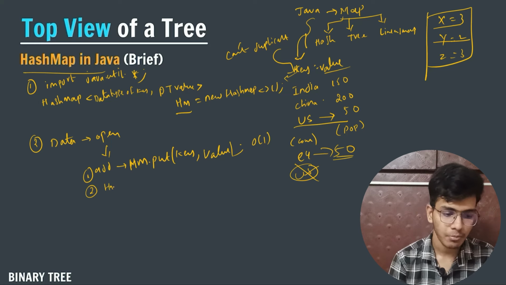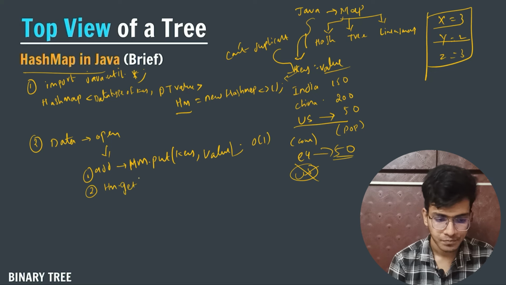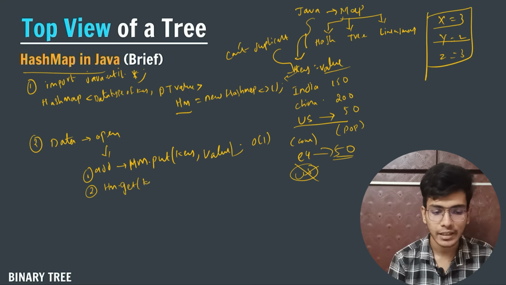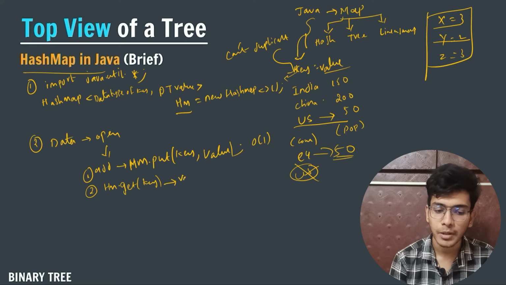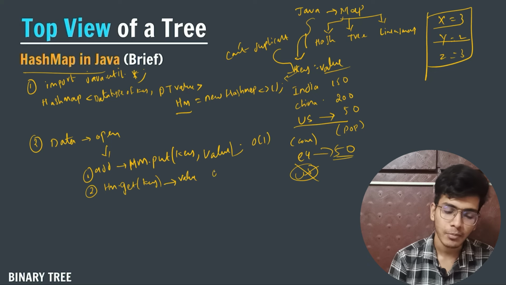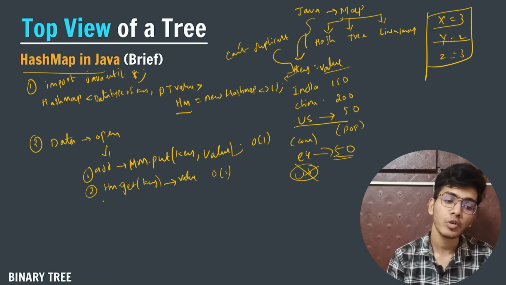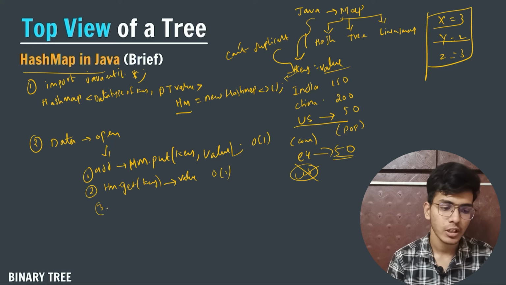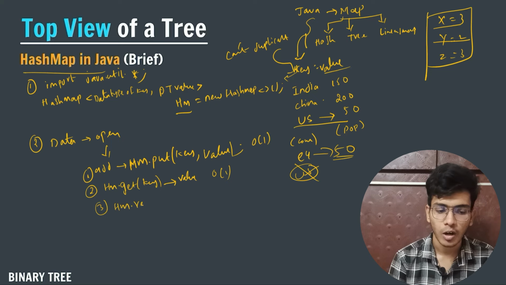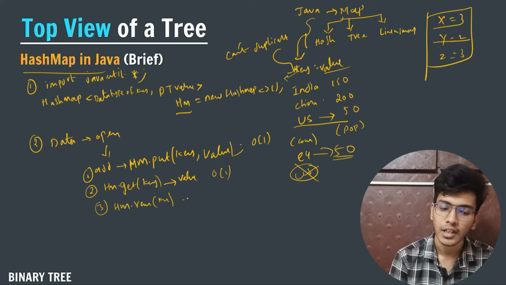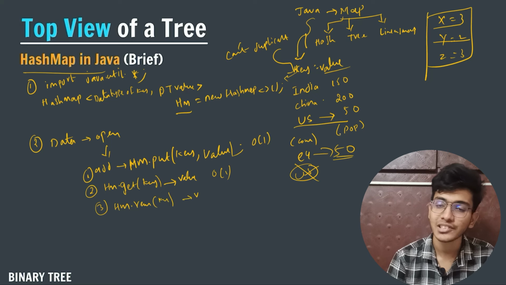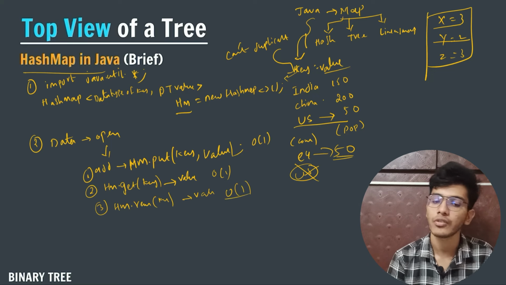To get a particular value from my HashMap through my key, I will write HM dot get, and I will pass my key here. By passing key, I will get my value as my output, and the time for this is also O(1). And to remove a particular element, I will write HM dot remove and pass key here. This will automatically delete this key value pair in my HashMap. So the deletion operation is also big O of 1.